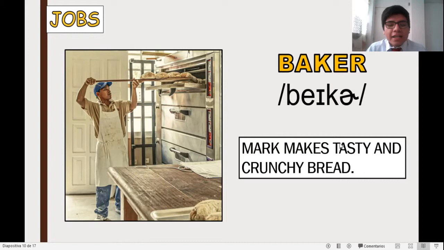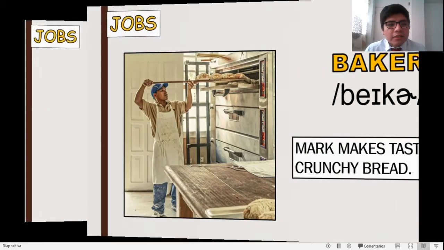It's a synonym. Tasty, delicious. A synonym. So you have in here baker. Yes, repeat after me. Baker. So you can say the baker makes tasty and crunchy bread. Exactly. Next job.